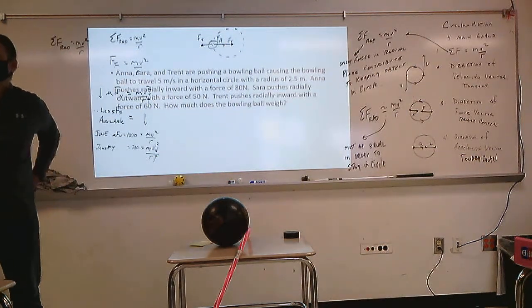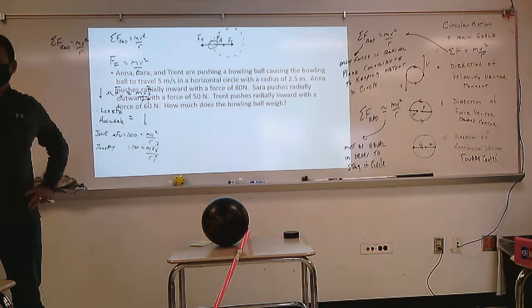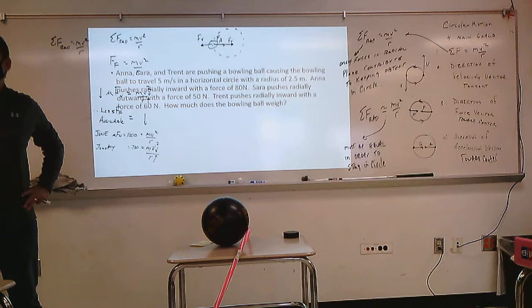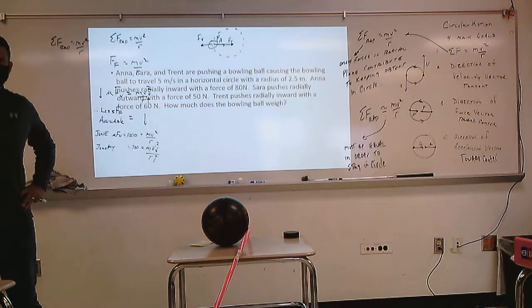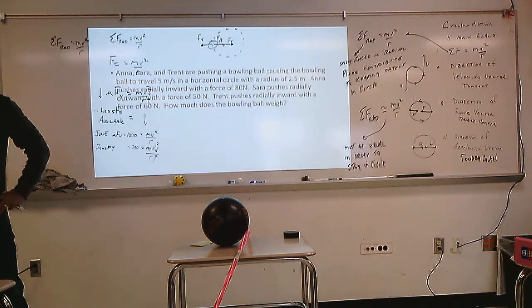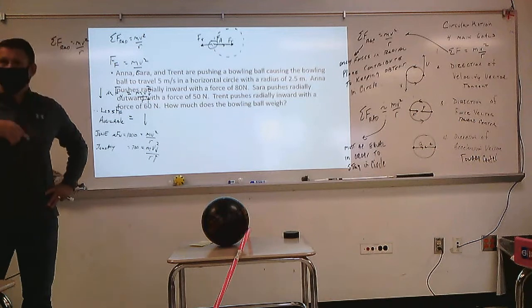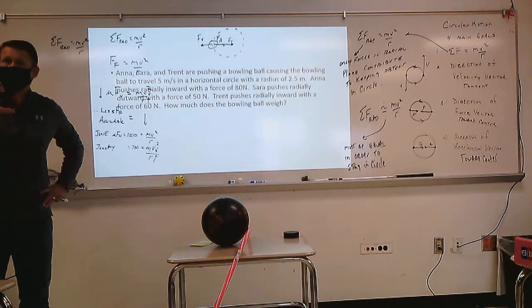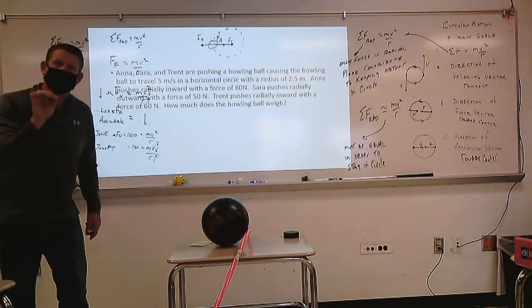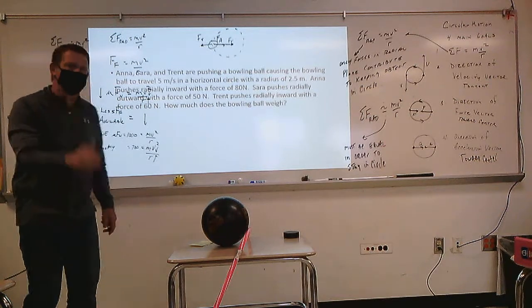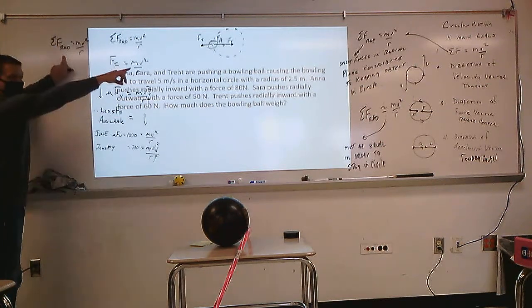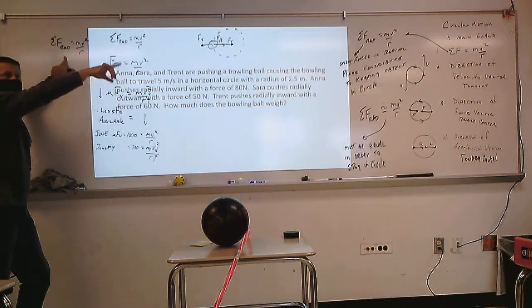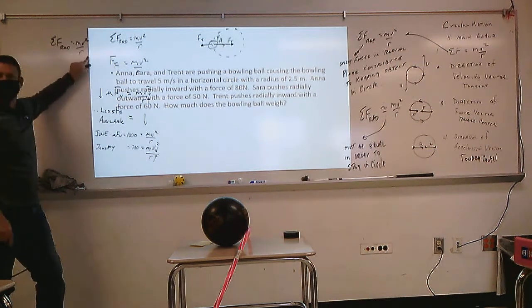Who's helping that ball stay in the circle? Anna and Trent. Sarah is hurting the ball's chances of staying in the circle. In order for the ball to stay in the circle, the sum of those forces must be directed inwards and be equal to mv squared over r.